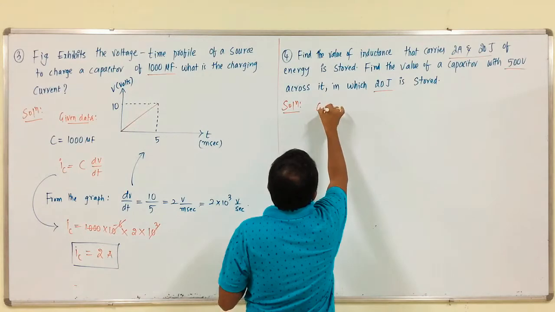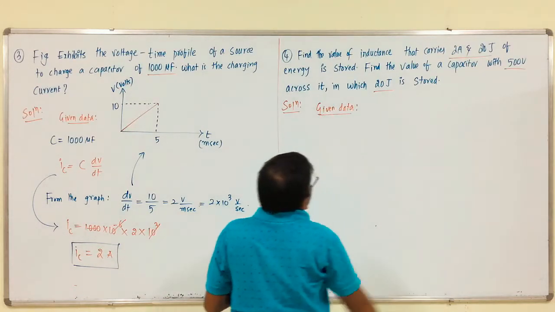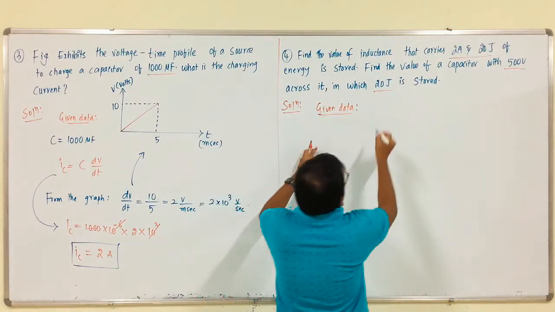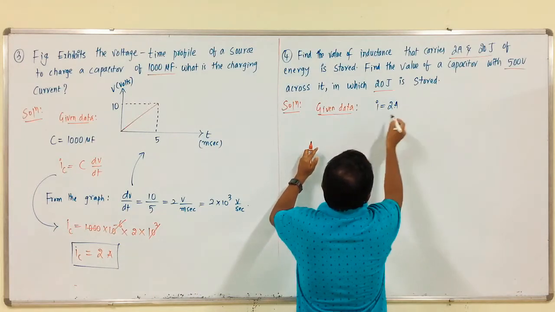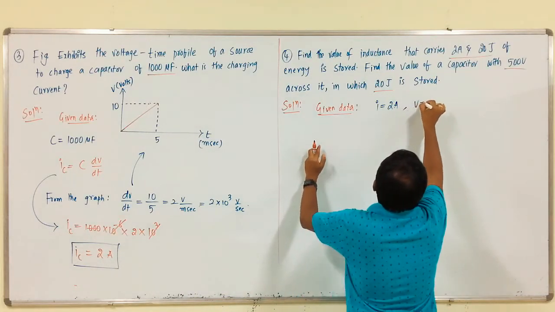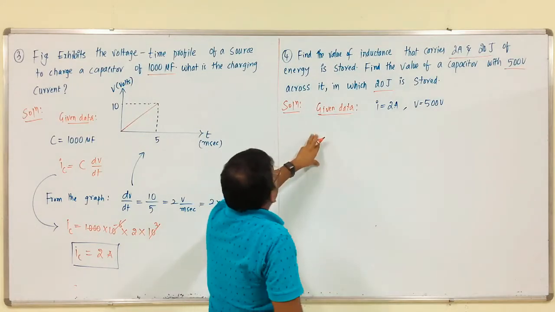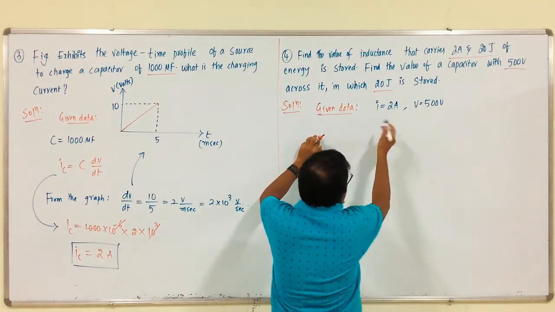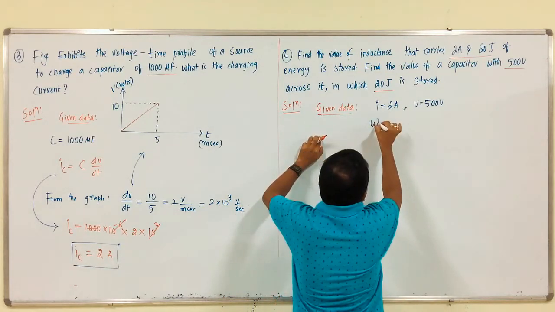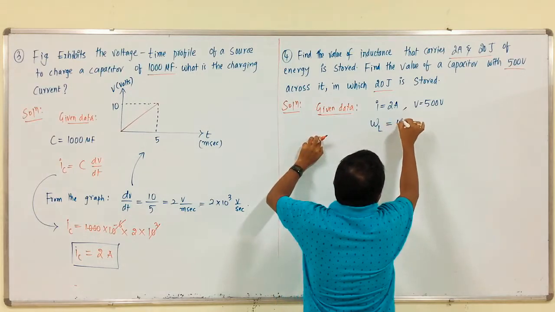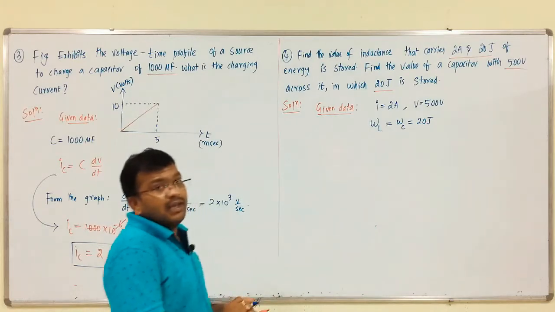So, given data, I = 2 amps, V = 500 volts, and the energy is same. So, inductive energy as well as capacitive energy is same, that is inductive energy equals capacitive energy, which is equals to 20 joules. This is the given data.